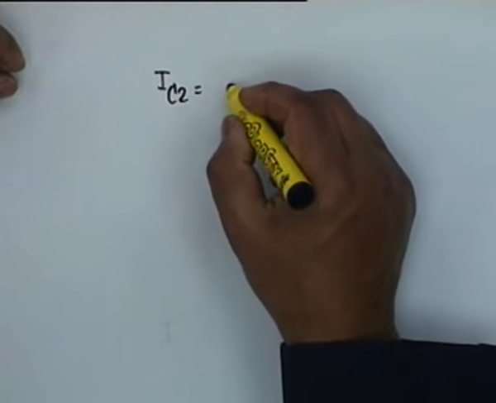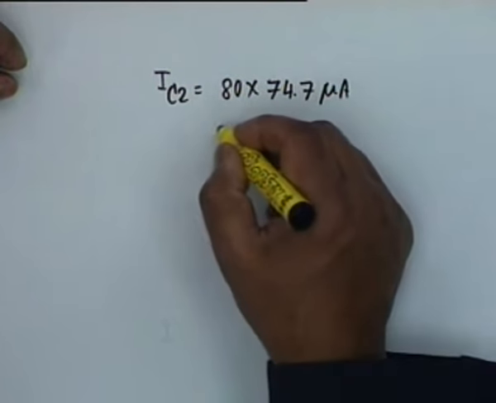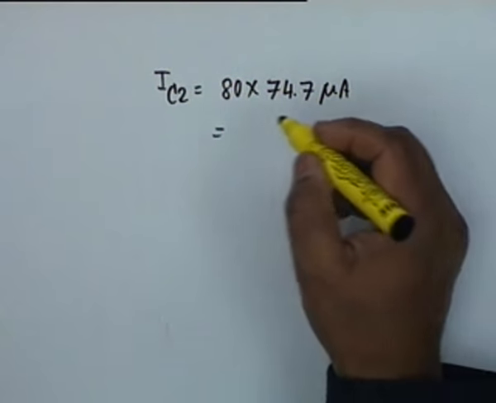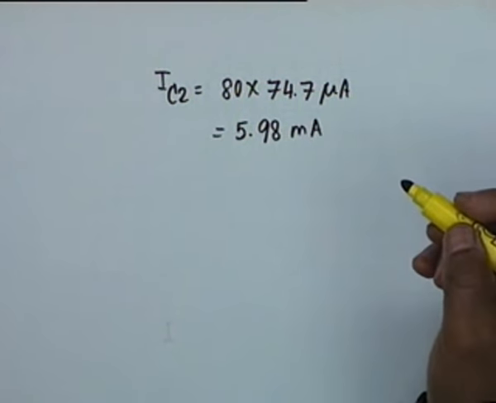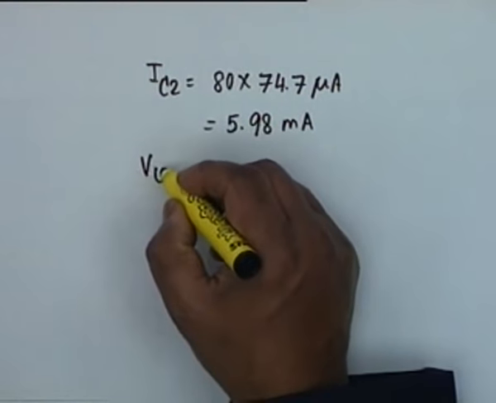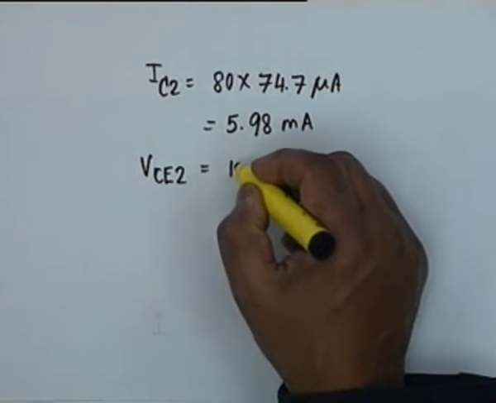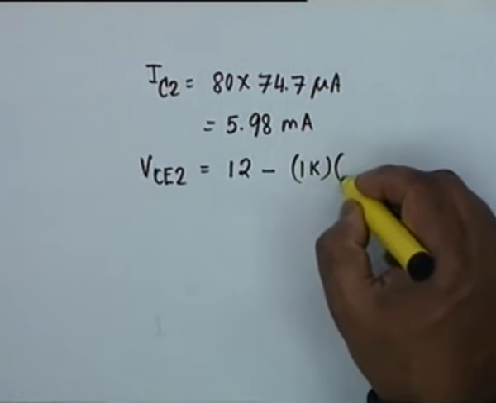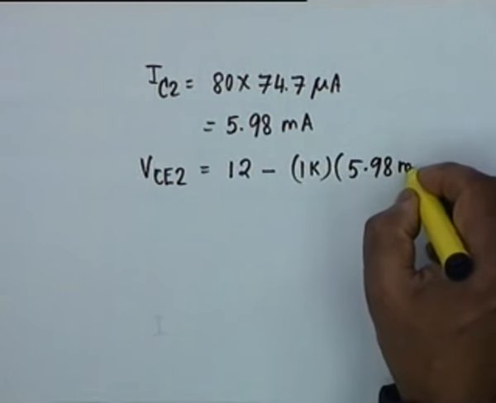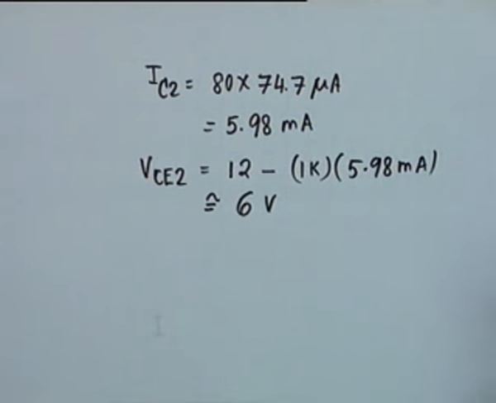IC2 would be equal to 80 multiplied by 74.7 microamps, and that comes out as 5.98 milliamps, approximately 6 milliamps. And under this condition, VCE2 would be equal to 12 volt minus 1K multiplied by 5.98 milliamps. That is approximately 6 volts. 6.02, ignore 0.02.